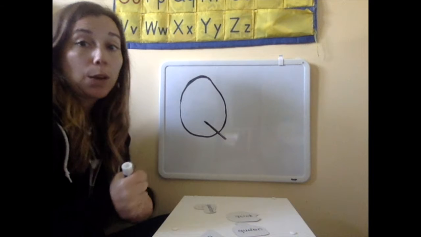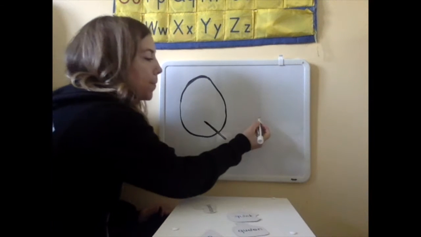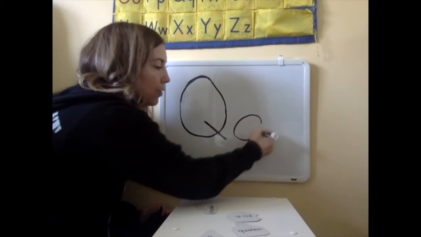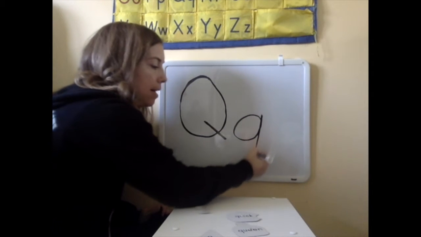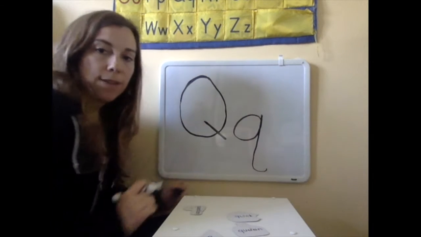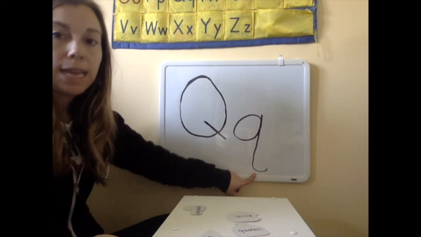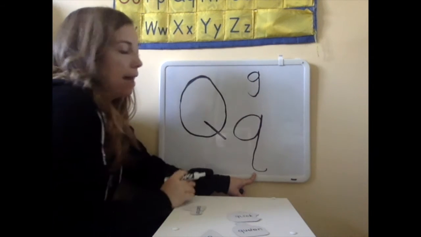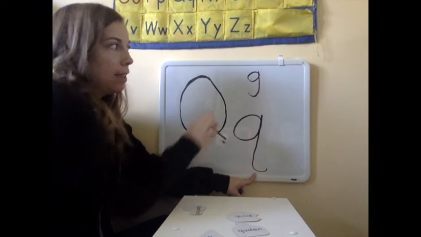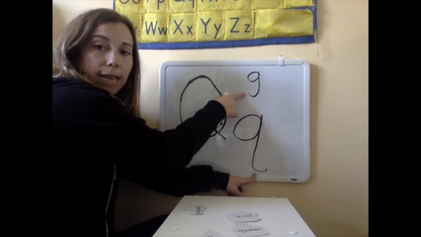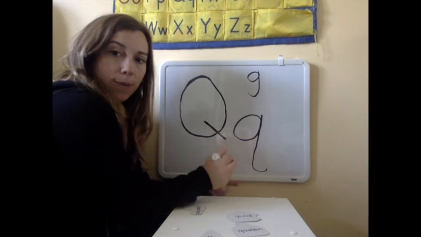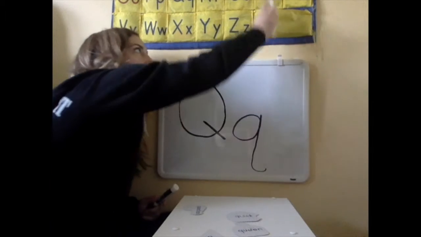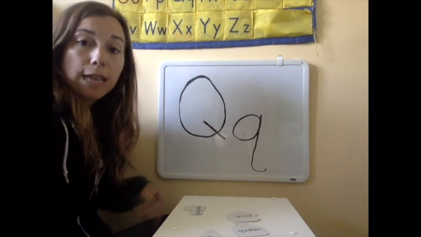Let's look and see what lowercase q looks like. Make another little circle, but this time we're going to go down and back and give it a tail like that. It kind of looks like letter G, right? Letter G looks like this. But how are they different? Letter G comes this way with its tail. Letter Q goes that way with its tail. So that's how our letter Q looks. Our capital Q and our lowercase q.